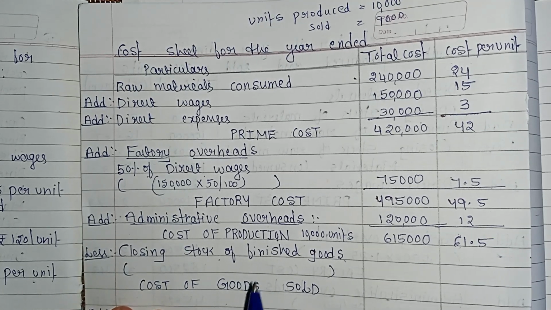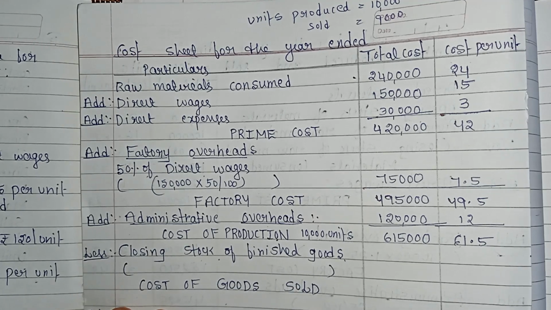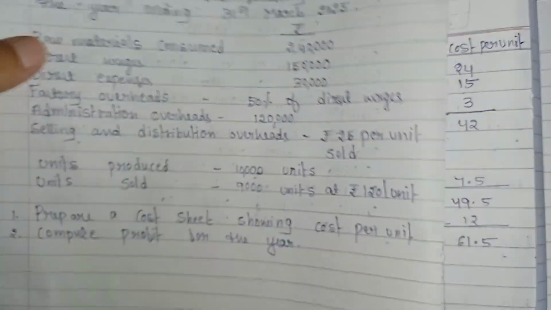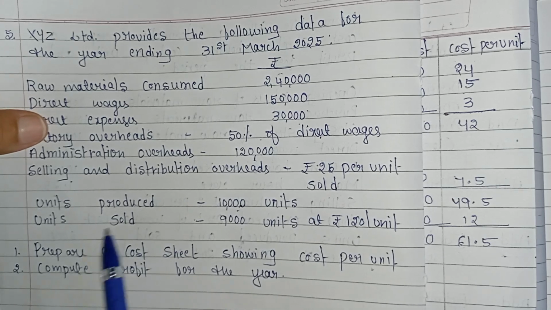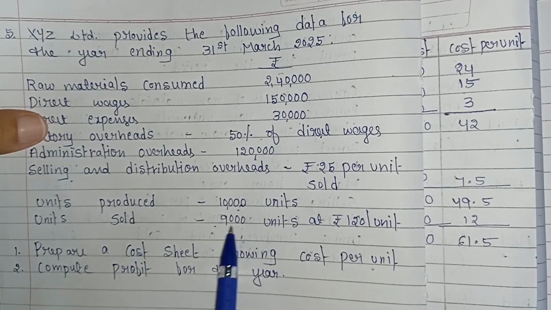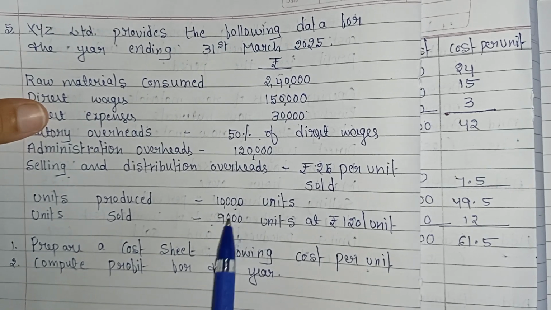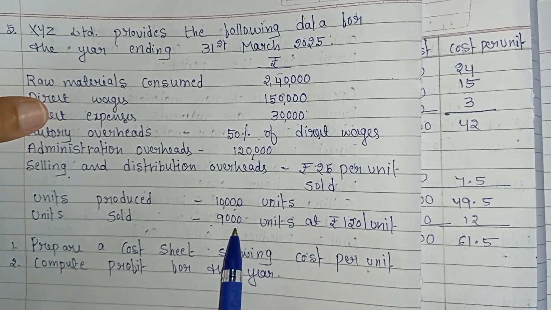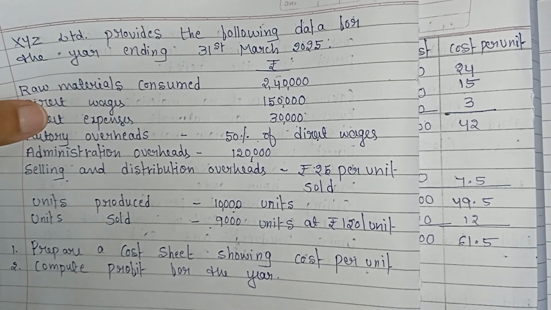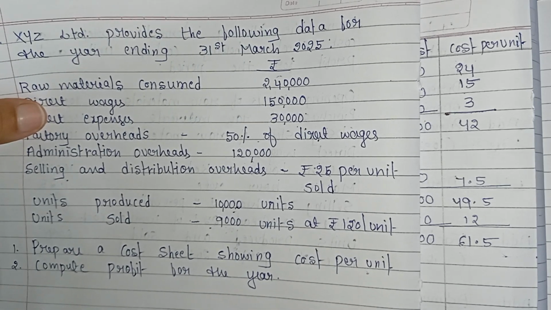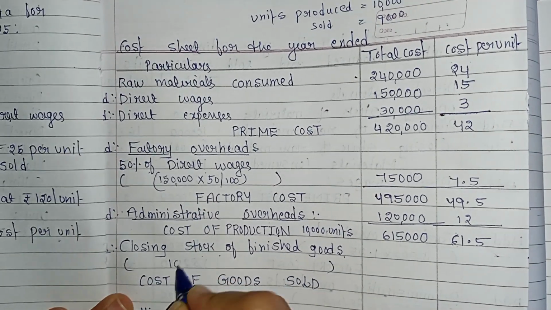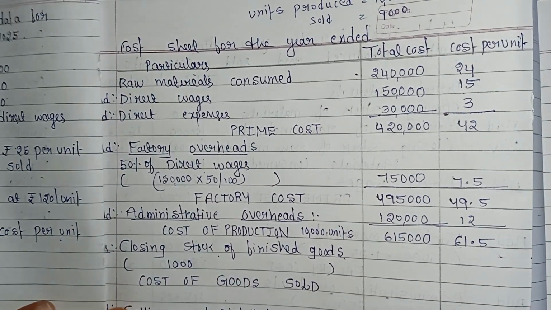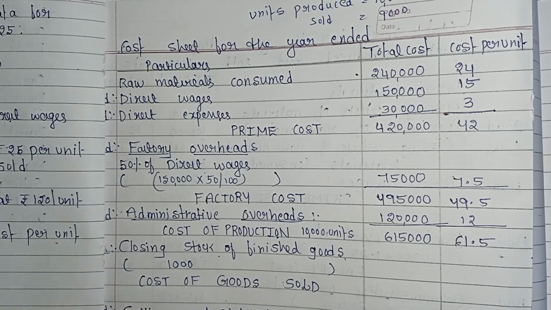Here opening stock of finished goods they have not given, and closing stock of finished goods also not given, but in the problem they have given units produced 10,000 and units sold 9,000, which results in closing stock, meaning 1,000 units are still with us. That is our closing stock of finished goods. Clear? Write down here, closing stock of finished goods: 1,000 units.